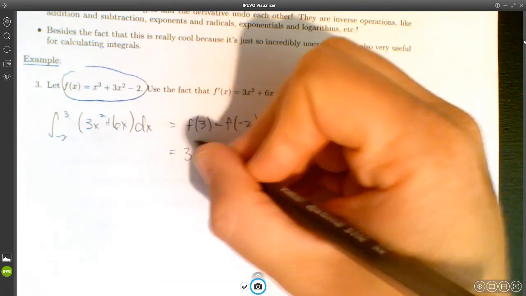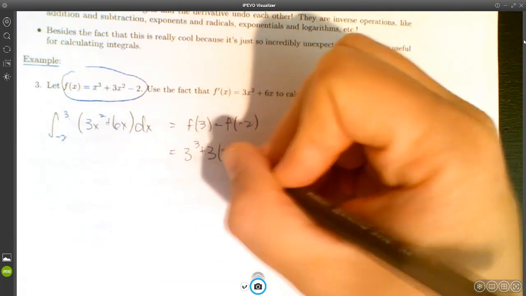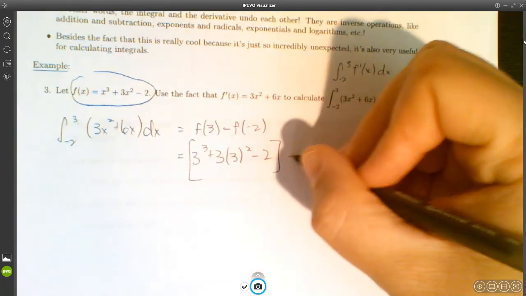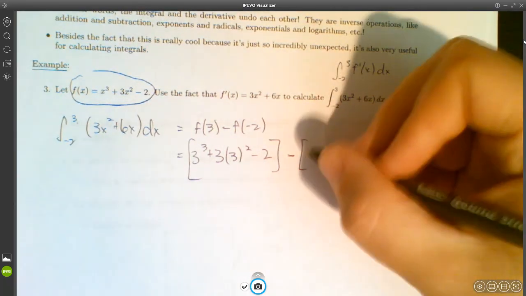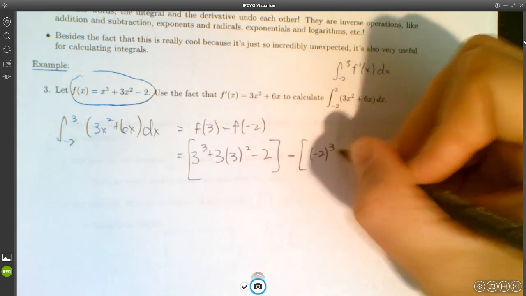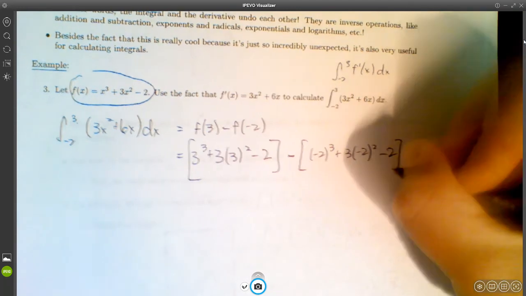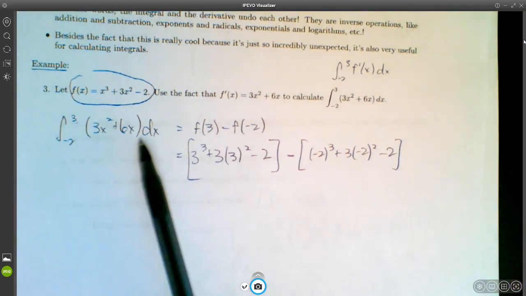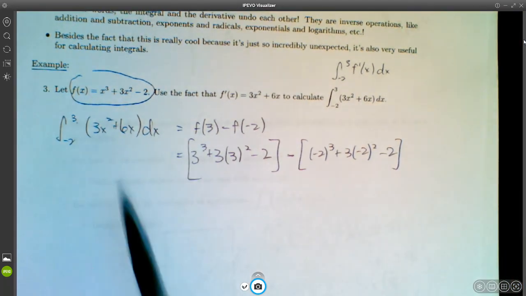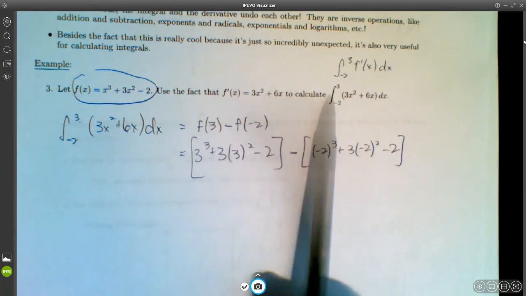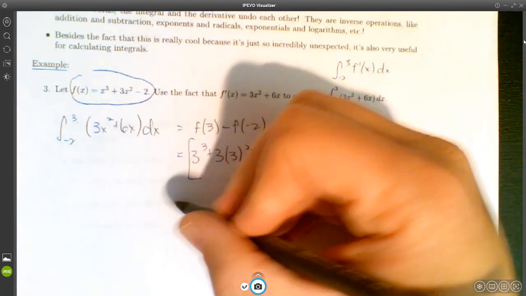That's going to be f of x, so that's going to be 3 cubed plus 3 times 3 squared minus 2. There's f of 3, minus f of negative 2, so that's negative 2 cubed plus 3 times negative 2 squared minus 2. That's that integral. So instead of having to do all this summation notation and then taking limits and stuff, we can just apply the fundamental theorem of calculus.